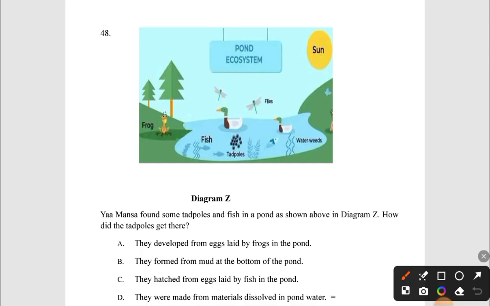48. Yamansa found some tadpoles and fish in a pond as shown above in the diagram. How did the tadpoles get there? The tadpoles are in the pond. This is where you find it. A. They developed from eggs laid by frogs in the pond. I agree. Looking through, you realize that the rest is not correct. So 48 is A.